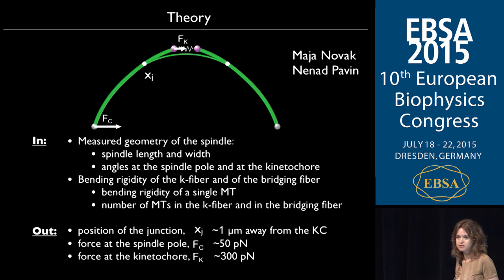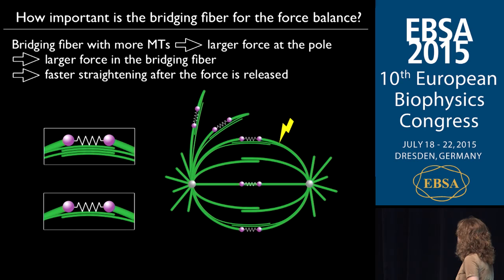So these are the first predictions of our model, and then we wanted to use our model also to see how important is the bridging fiber for the force balance. So what does our model predict for bridging fibers that contain a different number of microtubules? Well, if the bridging fiber has more microtubules, then there is a larger force at the pole, because you need a fiber with a higher bending rigidity which has the same shape as the fiber with a smaller rigidity, so the force has to be higher. Then this means also that there is a larger force in the bridging fiber.